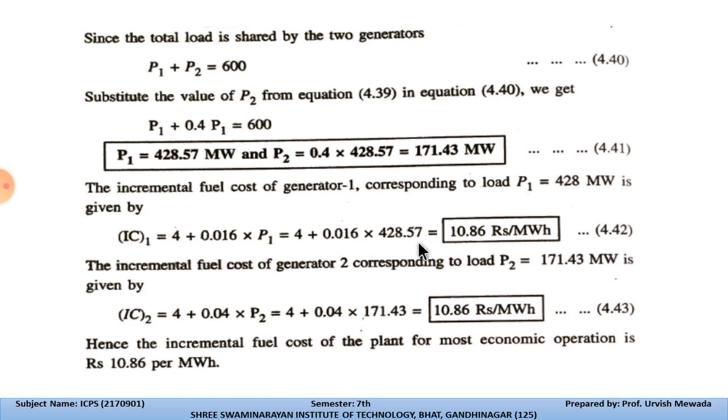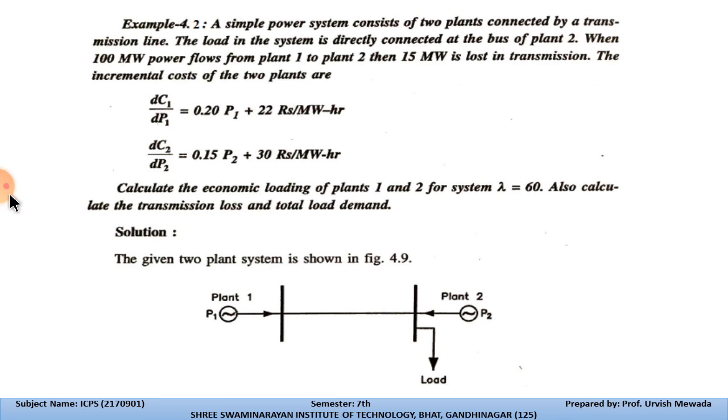Now the incremental fuel cost for generator 2 corresponding to the load P2 is equal to 171.43, that we have found out from this P2. So IC2 is equal to 4 plus 0.04 into P2, putting the value of P2 over here, 171.43. So the incremental fuel cost for generator number 2 is 10.86 rupees per megawatt hour. Hence the incremental fuel cost of the plant for most economical operation is 10.86 per megawatt hour for both the generating stations. So this is how you can calculate the example related to the incremental cost. So let us discuss the next example, which will be more elaborate for you to solve examples related to this.